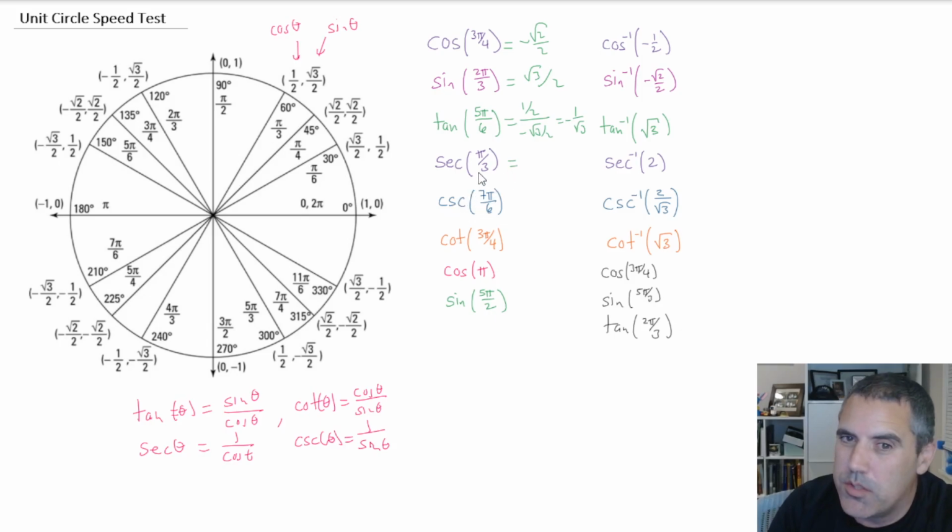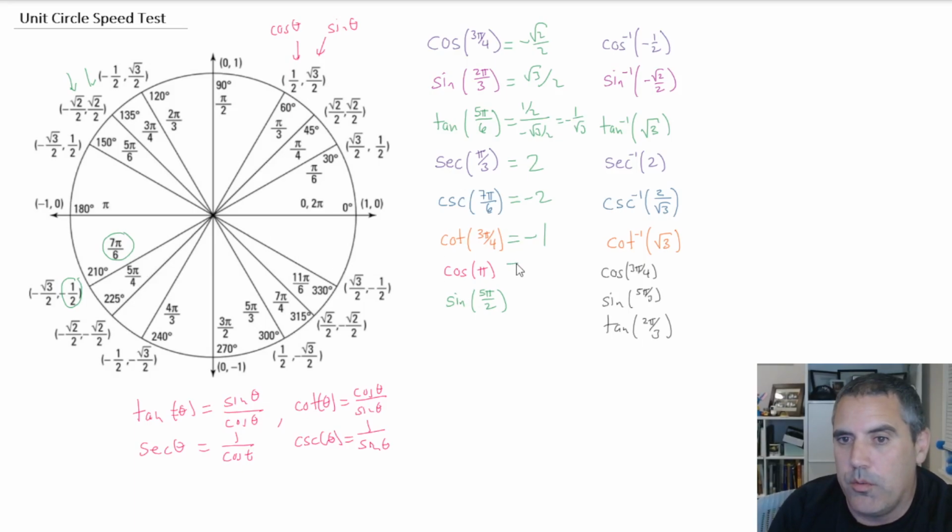Secant is 1 over cosine, so I'm looking for the x value at pi over 3, so it's 1 over 1/2, which is 2. Cosecant is 1 over sine. We're going to go to 7 pi over 6, which is here. We're talking about sine, so we're talking about the y-coordinate, but we're doing 1 over that, so that's negative 2. Cotangent, at 3 pi over 4, is going to be cosine over sine, so that's going to be negative 1.